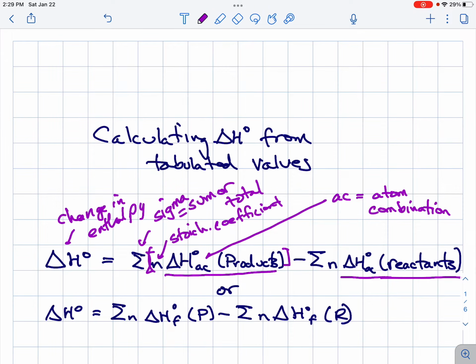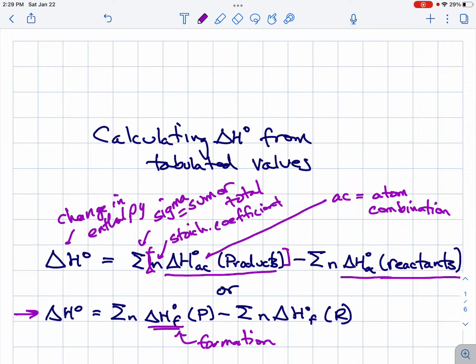Down here is the same equation, except that we're using these DeltaHf values. The F is for formation. What formation means is a little more complicated, and I'm going to go over it in a second. It's not just formation; it's formation under certain conditions, and so on. Okay, I am a big proponent of DeltaHac values. A lot of textbooks only talk about DeltaHf, and I think that's dumb, but that's just my opinion.